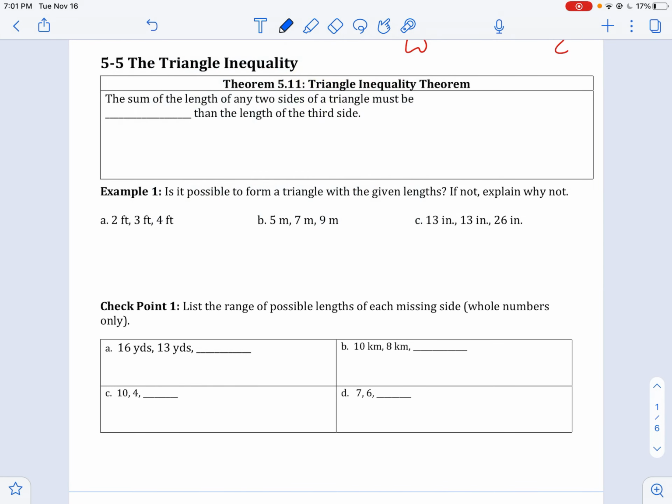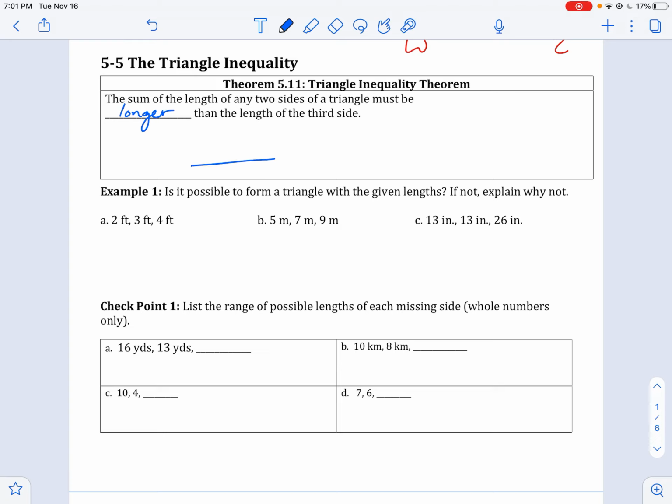In this video, we're going to talk about section 5.5, the triangle inequality. So the sum of the length of any two sides of a triangle must be longer than the length of the third side. So what does that mean?